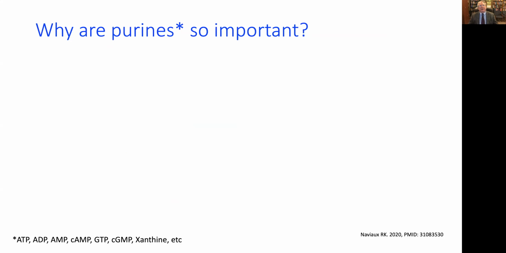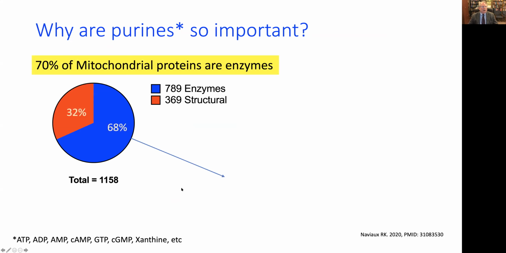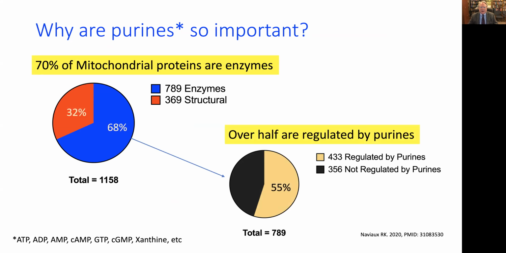So why are purines so important? And purines, the asterisk here means ATP, ADP, AMP, xanthine. These are molecules that are used by the cell to make RNA and DNA, and also for energy metabolism. So if you look at all the 1,200 proteins in mitochondria, 70% of them are enzymes that catalyze biochemical reactions. And then over half of those enzymes turn out to be regulated by purines.